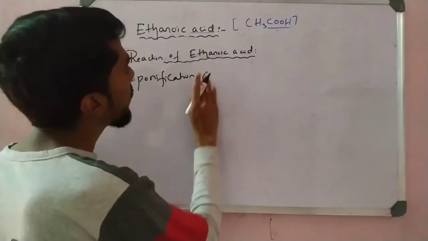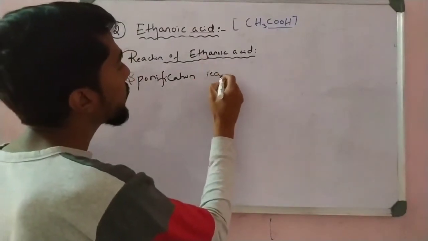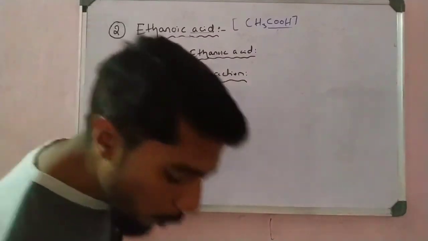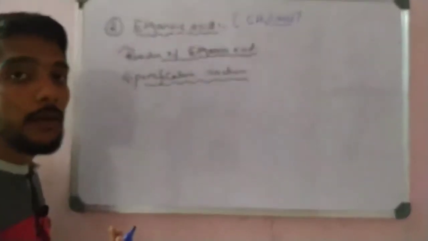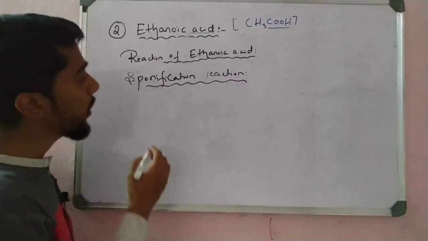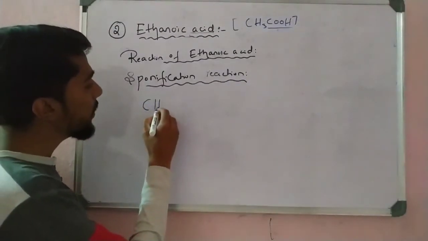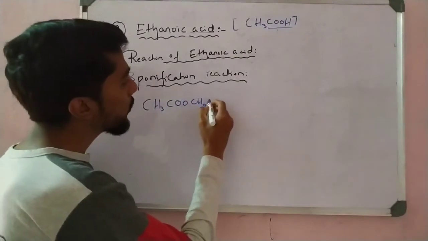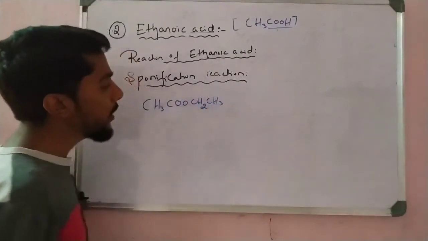Saponification reaction. So we know about the ester. So what is ester? Ester is nothing but CH3COOCH2CH3.